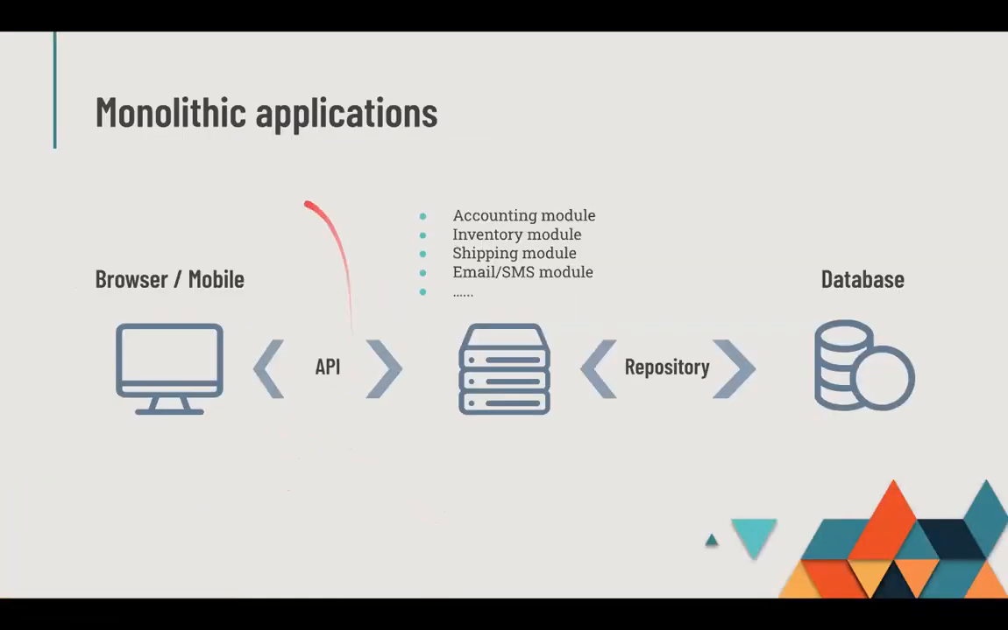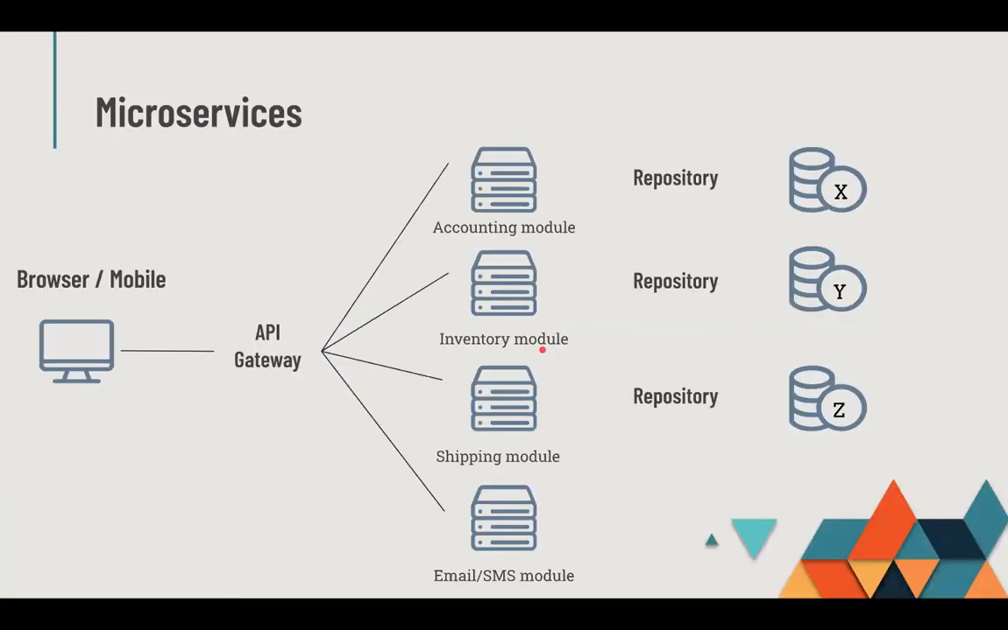In contrast to a monolithic application, where you can see everything here, it all resides within the same application. So what we have done is we have decomposed this application and put it in several places. Okay. So how is this going to help? This is going to solve the problem of monolithic applications with microservices.